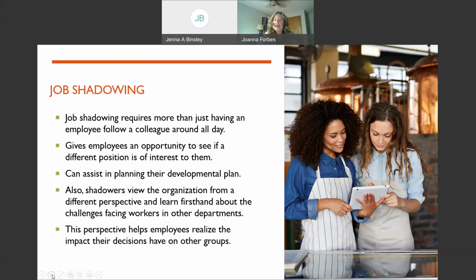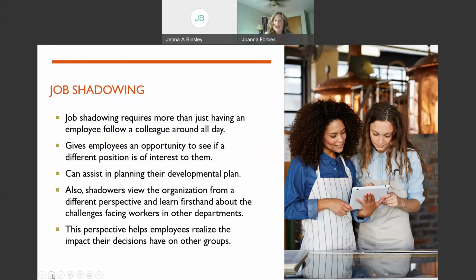And job shadowing is definitely another. Again, small businesses can do this. This does not have to be a formal process. It really gives employees a great way to see other positions at their place of employment, and that can help in planning what their developmental plans are. A lot of times people will shadow something they thought they were interested in, and then after spending a couple shifts with somebody, they say, nope, that was not for me. Or maybe they learned something new that made them more interested in it.